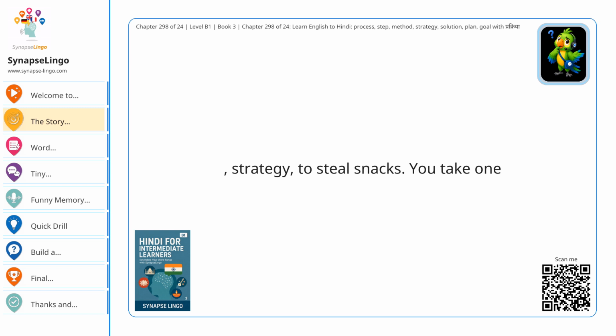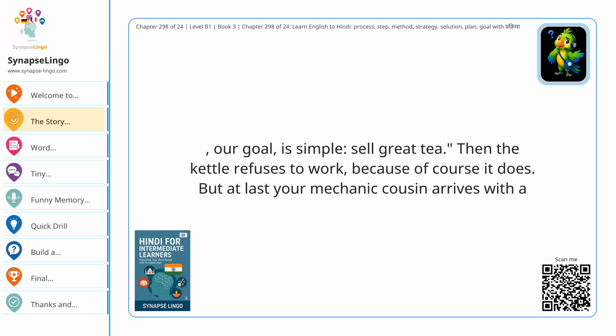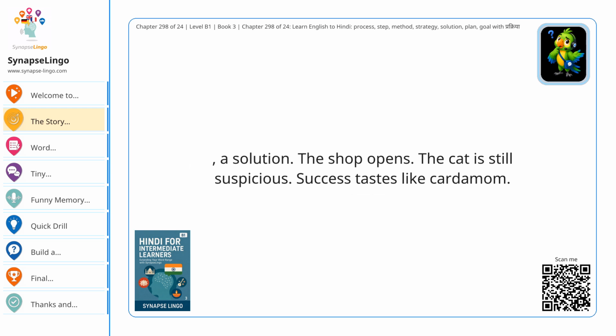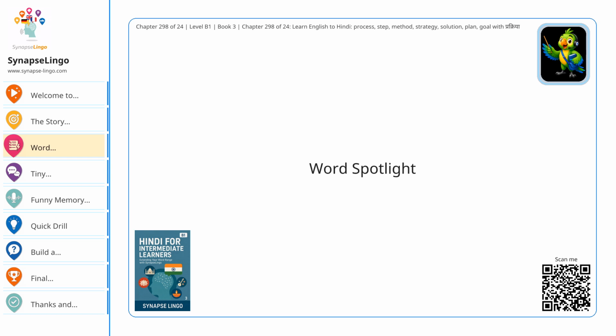You take one step toward the stove and say, friends, लक्ष्य, our goal is simple, sell great tea. Then the kettle refuses to work, because of course it does. But at last your mechanic cousin arrives with a समाधान, solution. The shop opens. The cat is still suspicious. Success tastes like cardamom.